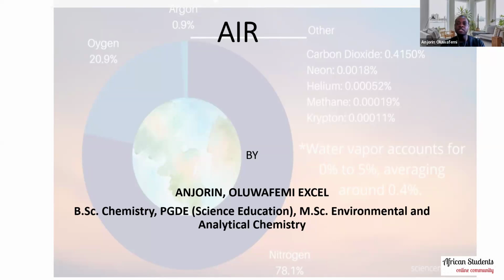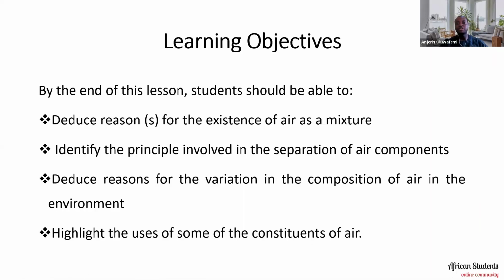Okay, let's start with what our learning objective is. For this particular lesson, it is expected that by the end of this lesson, students should be able to, one, deduce reasons for the existence of air as a mixture. Number two, identify the principle involved in the separation of air components. And then the third objective is that we must be able to deduce reasons for the variation in the composition of air in the environment. And finally, highlight the uses of some of the constituents of air.